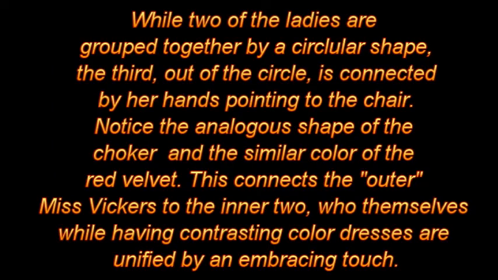While two of the ladies are grouped together by a circular shape, the third, out of the circle, is connected by her hands pointing to the chair. Notice the analogous shape of the choker and the similar color of the red velvet. This connects the outer Miss Vickers to the inner two, who themselves, while having contrasting colored dresses, are unified by an embracing touch.